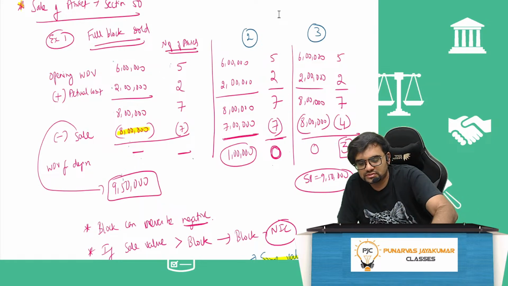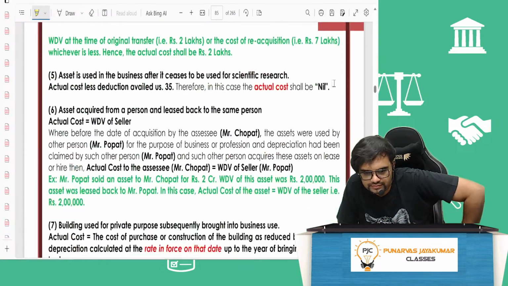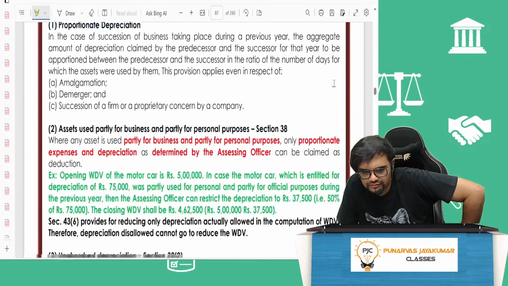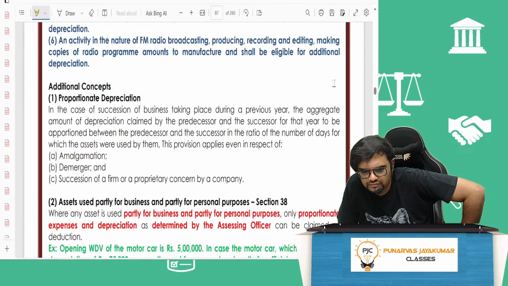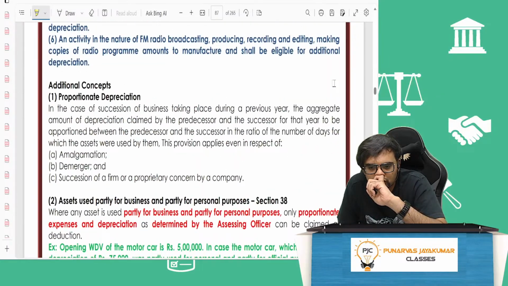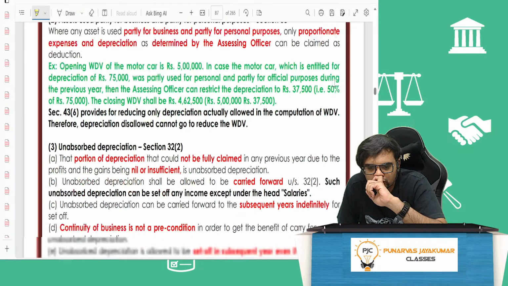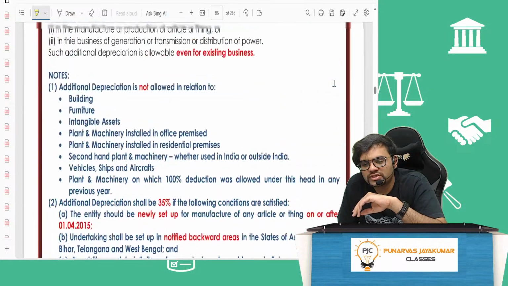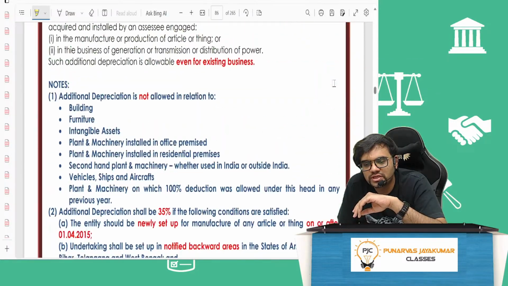Here, let me take this one second. All this is okay. Before I come to that sale of assets, one second. Let me just finish our other areas. Two, three small areas are there.